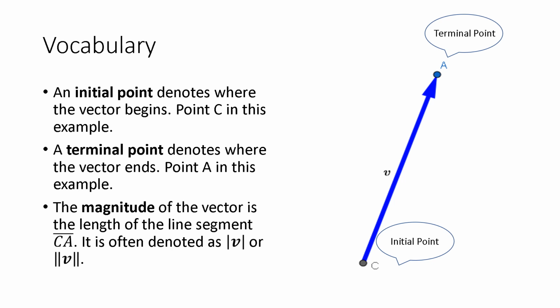The initial point denotes where the vector begins, and in our diagram to the right, point C is the initial point in this example. The terminal point denotes where the vector ends. And of course, in the diagram to the right, the terminal point is denoted by A. Notice that the arrow in this directed line segment actually has its end at the point A. In other words, the line segment does not go through the point A. If it did, that would imply a ray, not a vector.